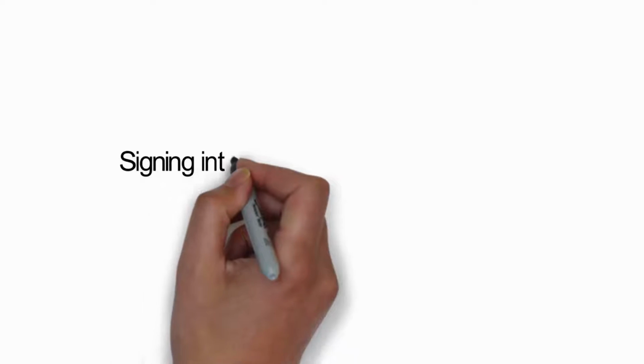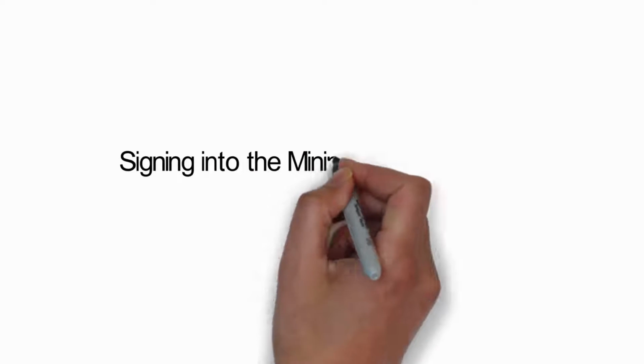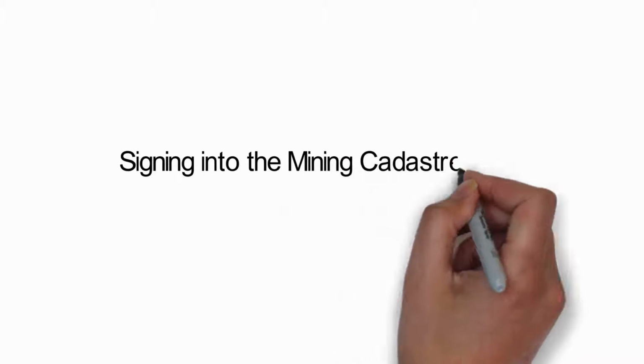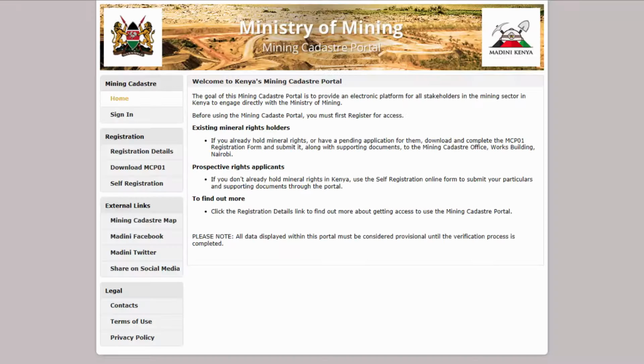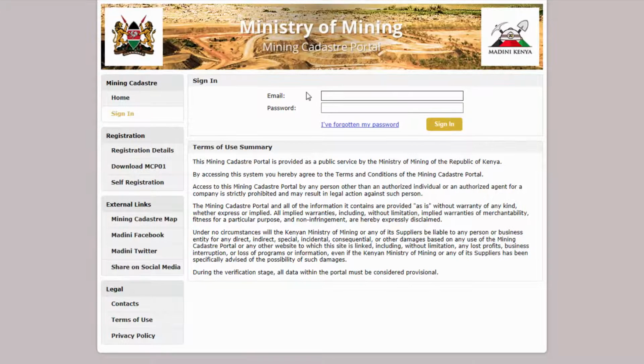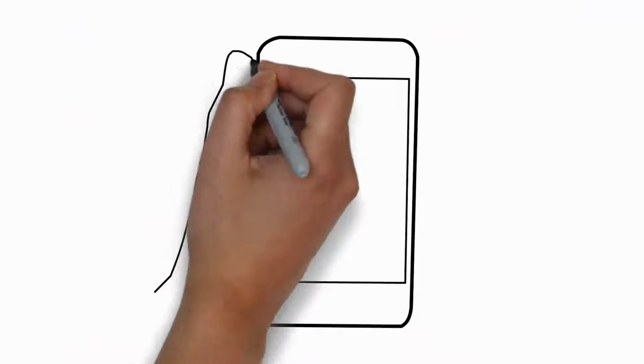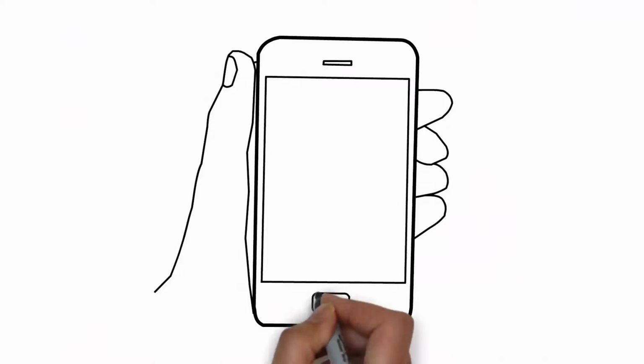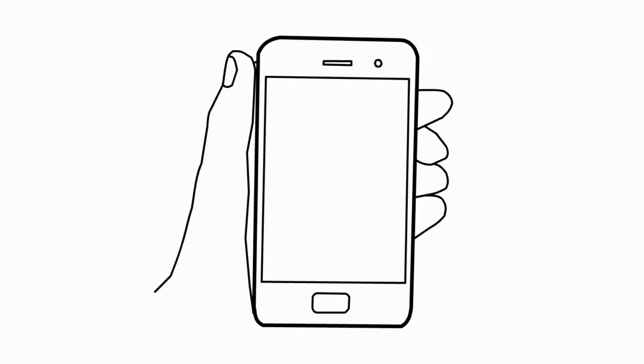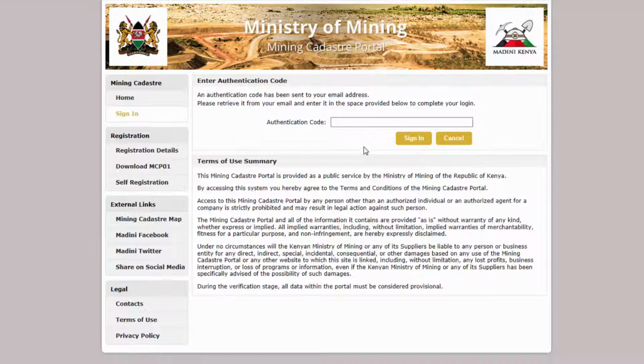Signing in to the portal. Once you have been registered on Kenya's Mining Cadastre portal, you may sign in to use the site. Click the sign-in link on the portal's homepage and then enter your email address and password. Click the sign-in button. If you have secondary authentication enabled on your account, you will receive a one-time PIN via email or SMS which you must enter before continuing.